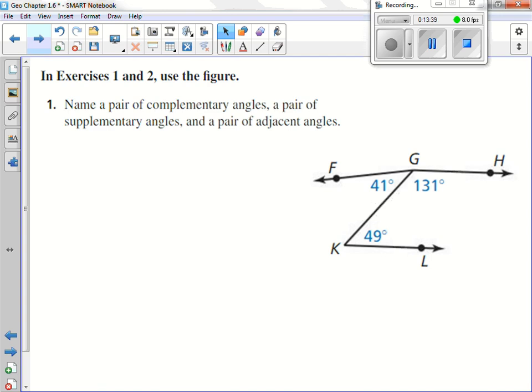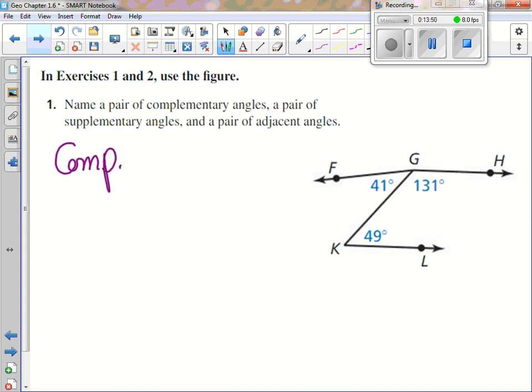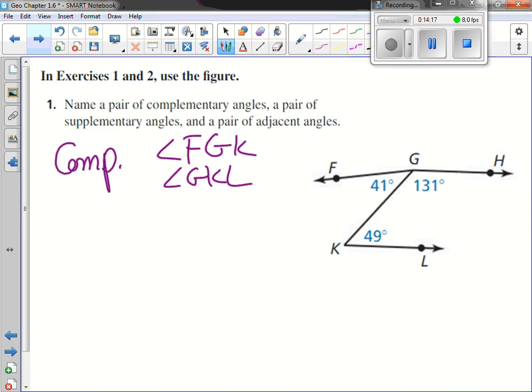Let's go on and do this one, because again, I think we need another example of this here. Complementary angles. So looking at this figure here, what two angles would be complementary to each other? Complementary means what? They add up to be 90 degrees. So these two here would add up to 90, because 41 and 49 do add up to be 90 degrees.